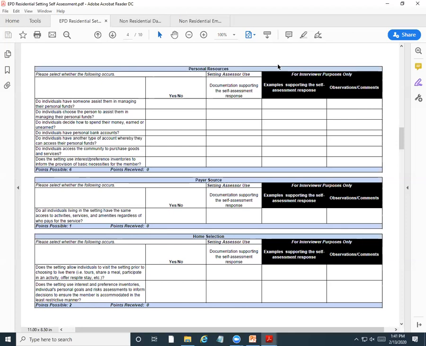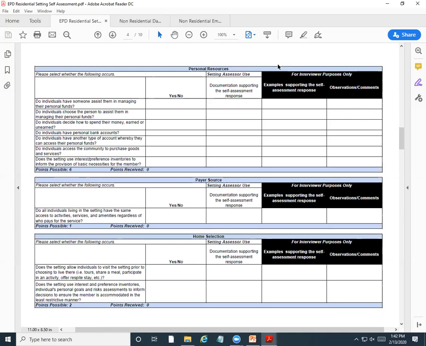And let's see, home selection. Does the setting allow individuals to visit the setting prior to choosing to live there? I think we've done a lot in practice already. So just offering tours, maybe letting possible members share a meal or participate in an activity with the group, just to get a feel for the residents, see if that's somewhere they want to live. You know, that's really important that if they want that option, it would be available to them.